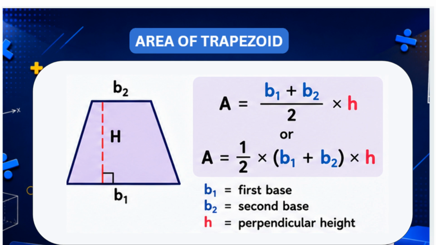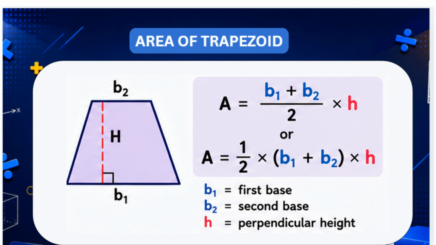We can now write the formula for the area of a trapezoid. Area equals 1/2 times the sum of the two bases times the height. In symbols, we can write A equals 1/2 times open parentheses b1 plus b2 close parentheses times h. b1 represents the first base. b2 represents the second base. H represents the perpendicular height.